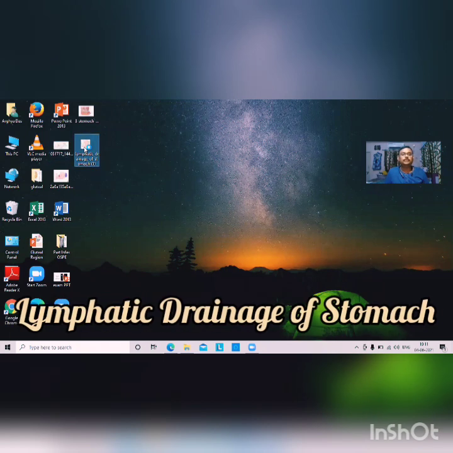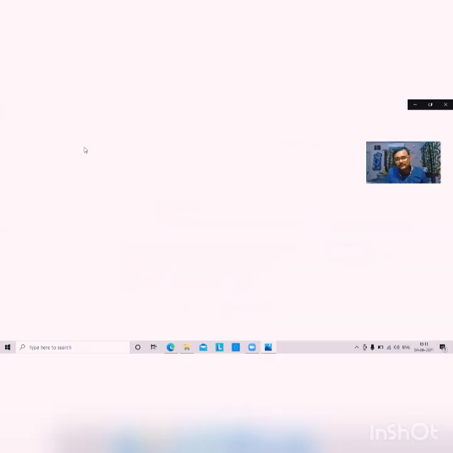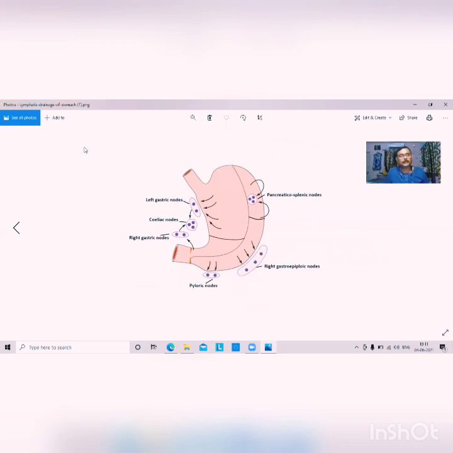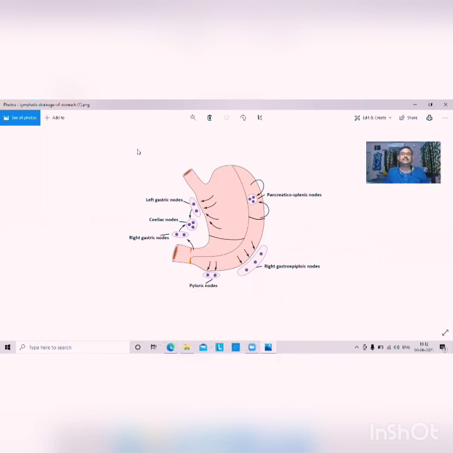Now, come to the lymphatic drainage of the stomach, which begins from the subepithelial level. I have shown you the histology of the stomach, and from the subepithelial level the lymphatic channel begins, and subsequently it forms the submucosal plexus, then intramuscular, then subserosal, then it pierces the serosa and reaches outside as a lymphatic channel.